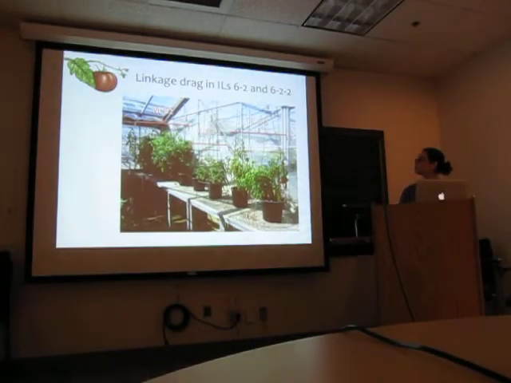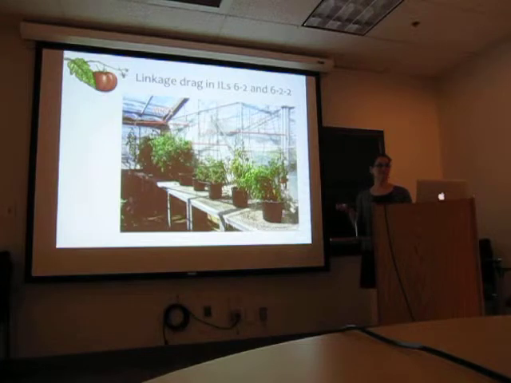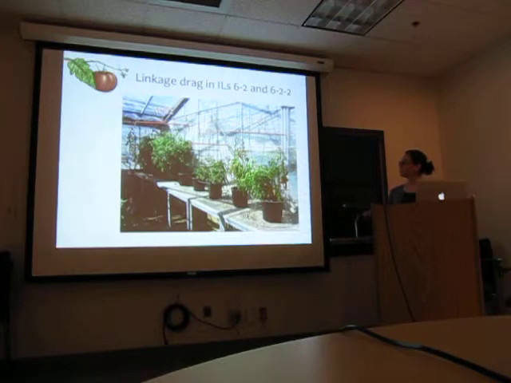These introgression lines were actually not good as resistant parents of a mapping population because they had this linkage drag problem. You can see here that this is the cultivated tomato parent. These plants are all about the same age. It looks nice and healthy, but the 6-2 and 6-2-2 introgression lines have an ontogenic necrosis, so as the leaves get older, they tend to shrivel up and die, and the plants don't make a lot of fruit or seed, and they don't germinate well, so they were kind of a mess. So we didn't want to use these for the mapping study.